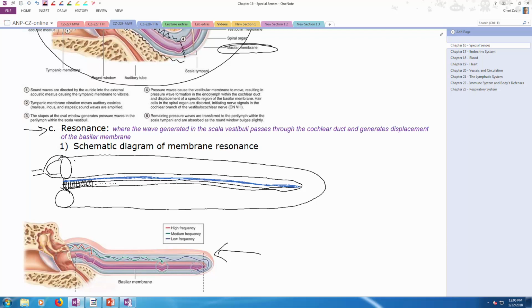So this is our round window. This is our oval window. This is our scala vestibuli. This is our scala tympani. And what kind of fluids are in the scala vestibuli and scala tympani? Do you guys remember? Perilymph, indeed. So don't forget, perilymph is here. So then what's in the scala media? Endolymph.